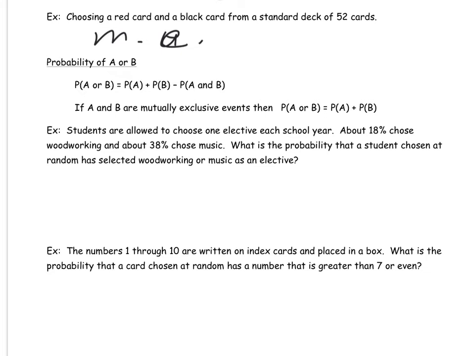Basic problem, students are allowed to choose one elective each school year, only one elective. About 18% chose woodworking and about 38% chose music. What is the probability that a student chosen at random has selected woodworking or music as an elective? Well, these are mutually exclusive because they can only choose one elective. So they can choose woodworking or music. They can't choose both. So if it's mutually exclusive, we just add them together.